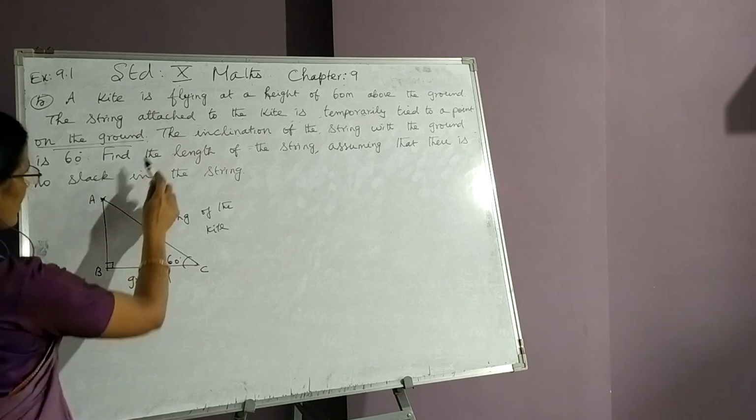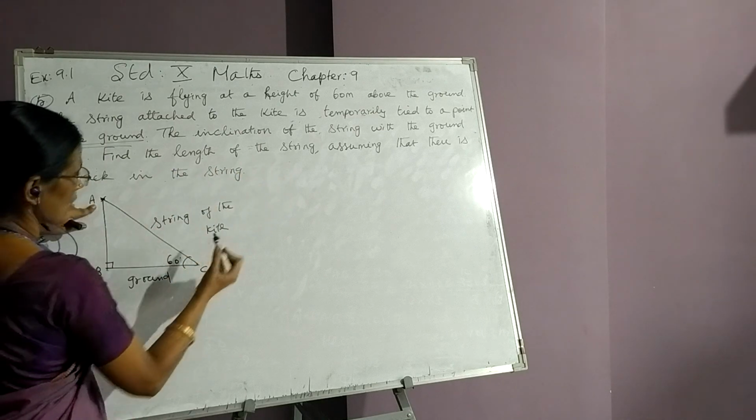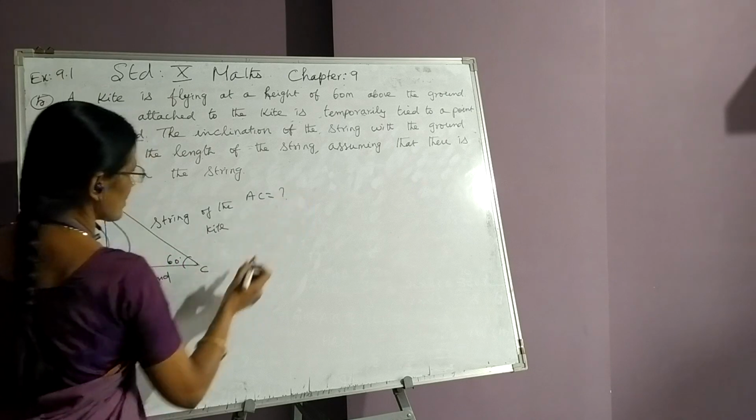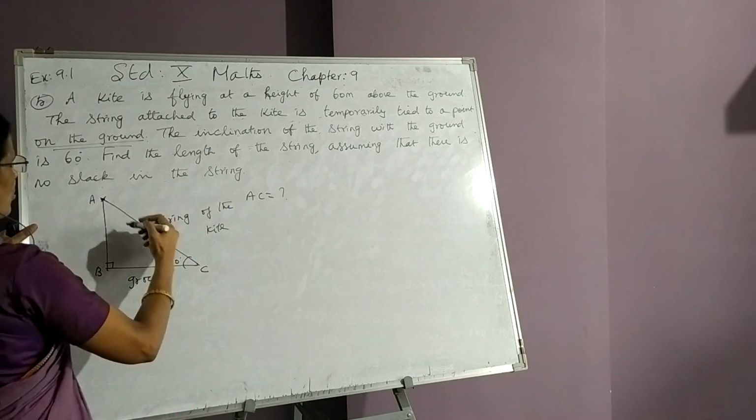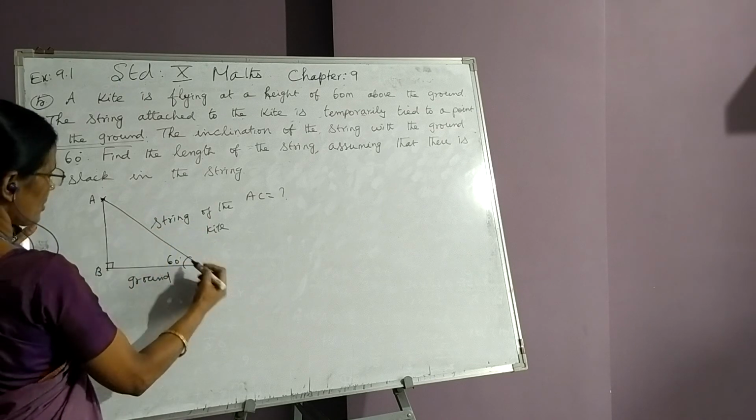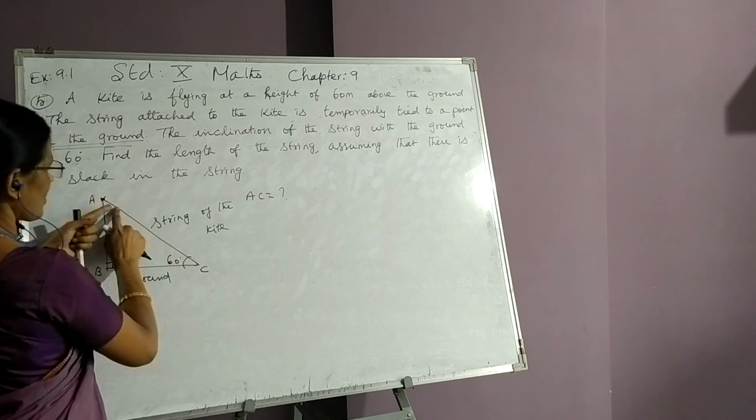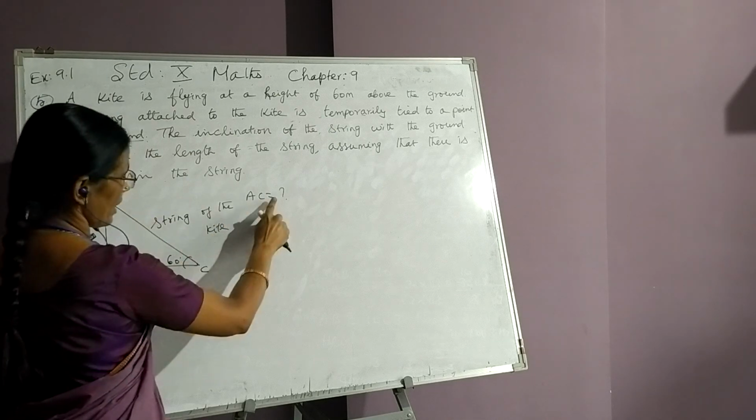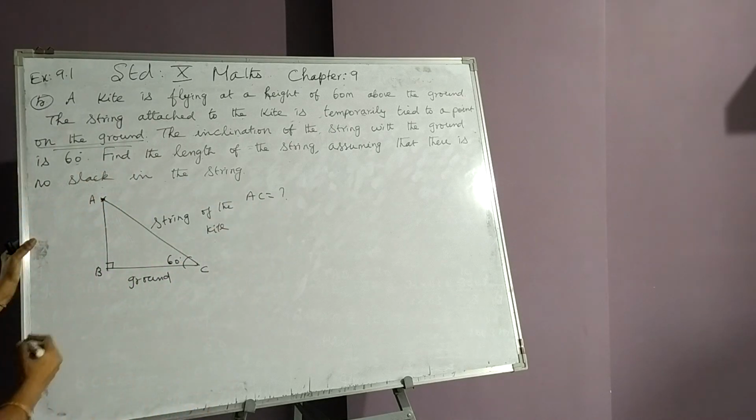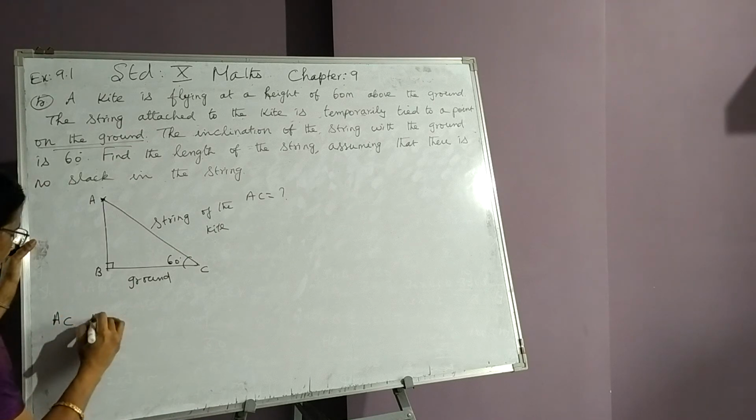Question is find the length of the string. What is asked here? AC is asked assuming that there is no slack in the string. Means there are no curves, no loops in the string. This line is a straight line, that is meant here. If this is straight, get the length of AC. That is the question. So let us write what is AC.